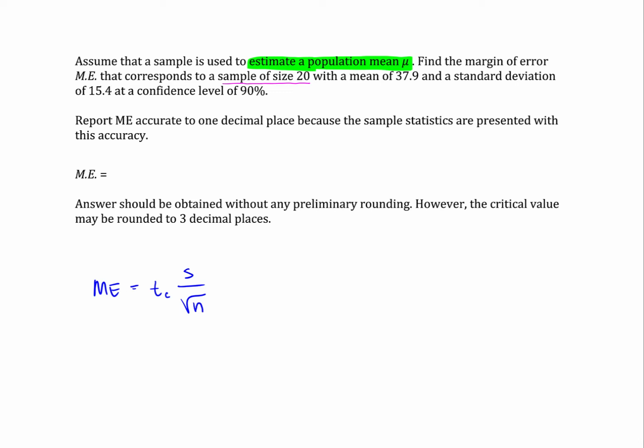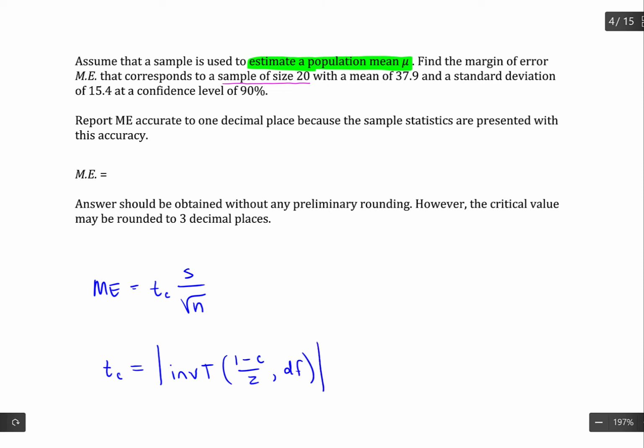Now, this critical value based off of a t distribution, we get it in the same way that we get a critical value based off of a normal distribution. It's just that we have to use the different distribution, that's all. So it's the absolute value of the inverse t of 1 minus the level of confidence divided by 2. That's the same as from inverse norm. But with t distributions, you also have to provide a number of degrees of freedom. So the number of degrees of freedom is just 1 less than your sample size. So in this case, the degrees of freedom would be 19.